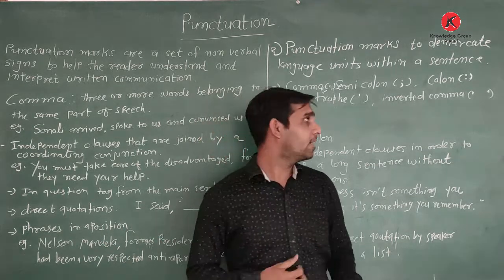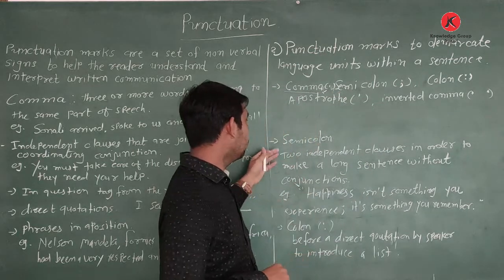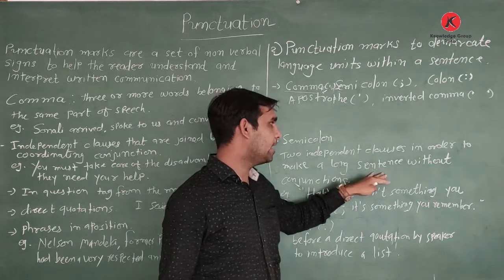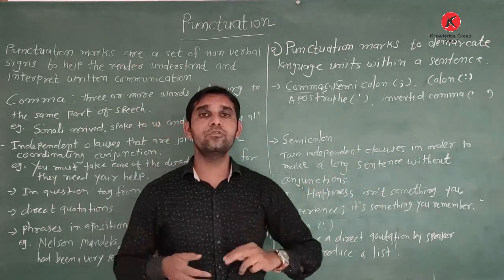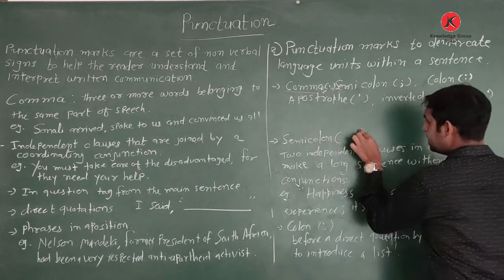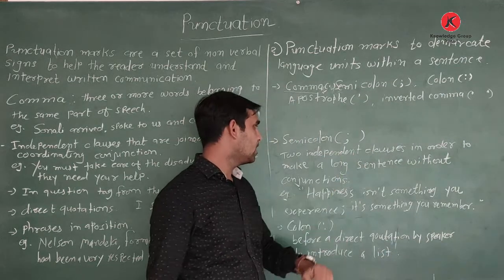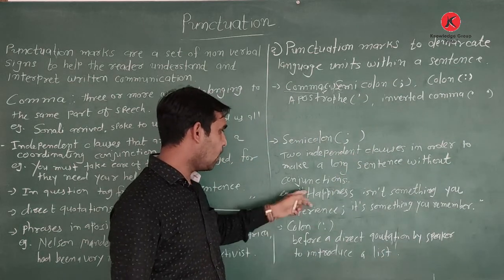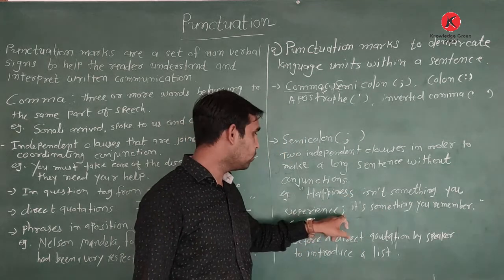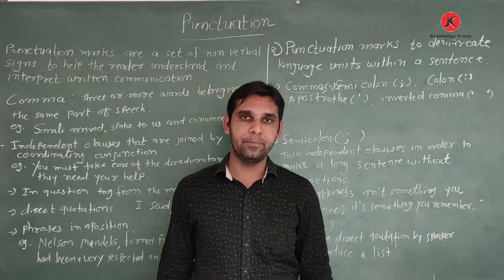Okay, now comes to the second. Comma completed, then the semicolon. Where do we use the semicolon? Two independent clauses, in order to make a long sentence without a conjunction. We do not use the conjunction. Use what? Use the semicolon. The symbol of semicolon is a dot, then a comma. That is the symbol of semicolon. Okay? See how? Happiness isn't something you experience, then do not use the conjunction. Use what? The semicolon. And it's something you remember.